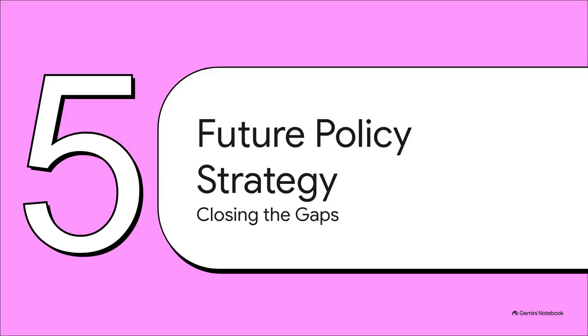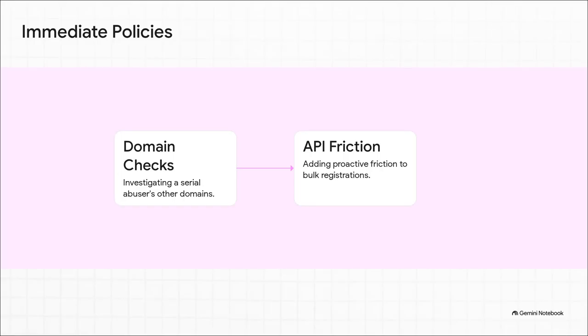Section 5. Future Policy and Strategy. Closing the gaps and the CARF debate. To protect end users without overstepping, the community has prioritized some narrowly scoped policies to close immediate loopholes. Let's dive into how this builds a stronger defense. These two immediate interventions represent a total paradigm shift from a reactive per-domain model to a proactive per-registrant model.